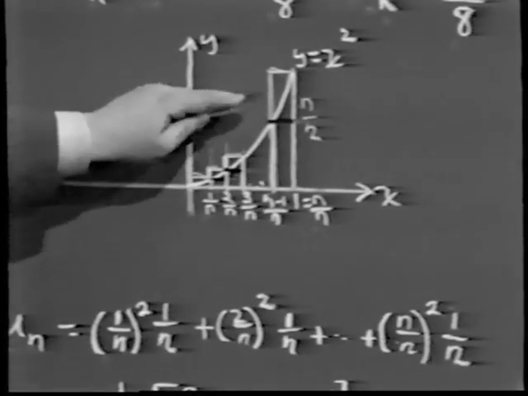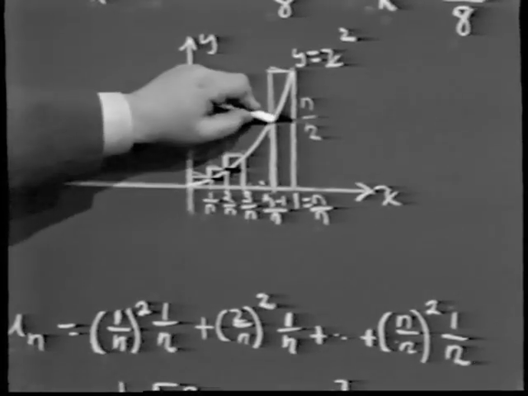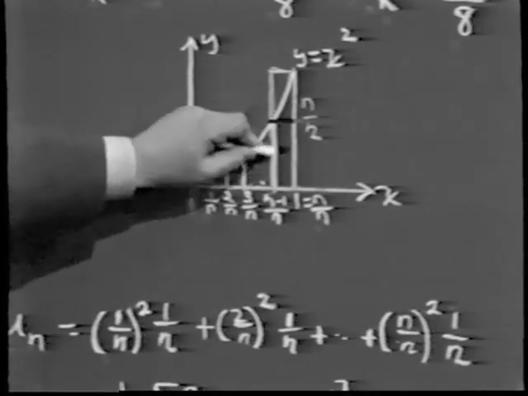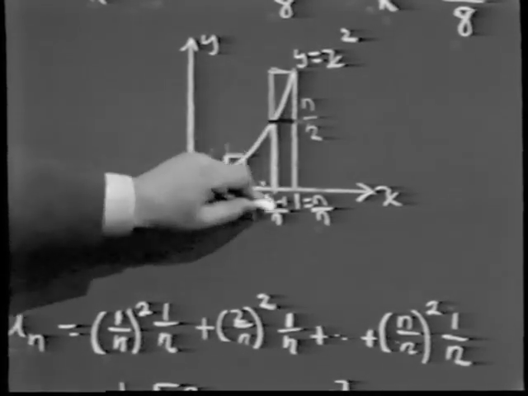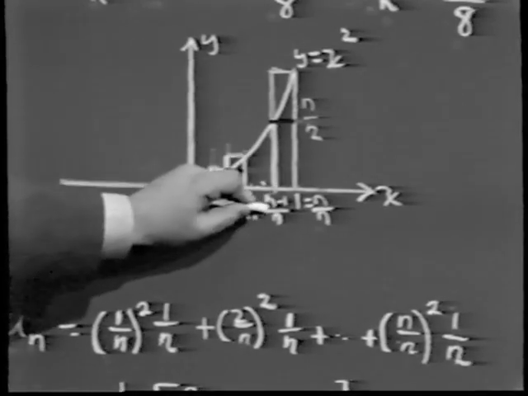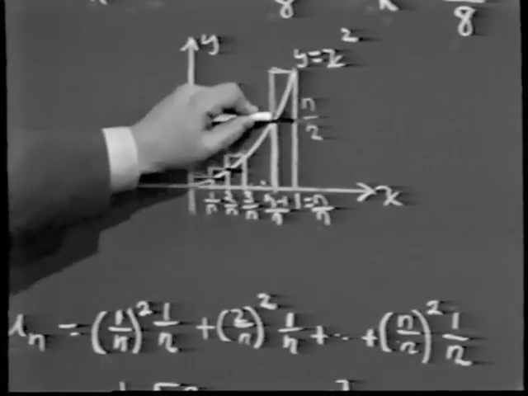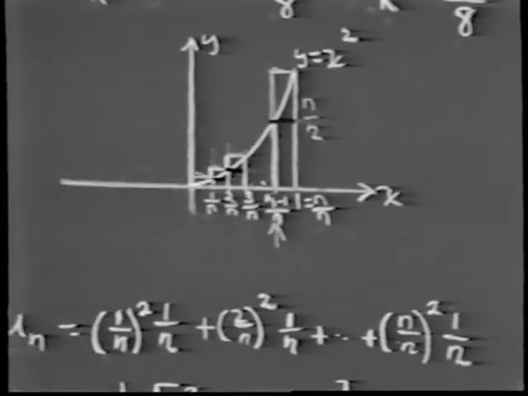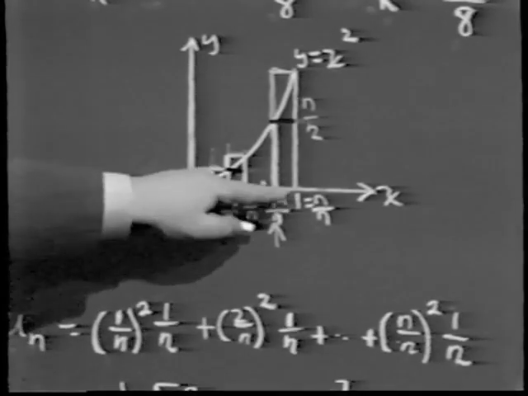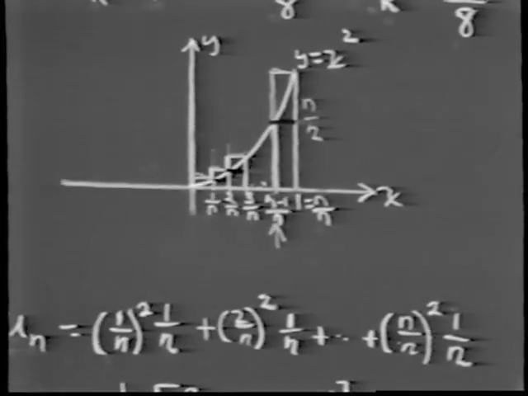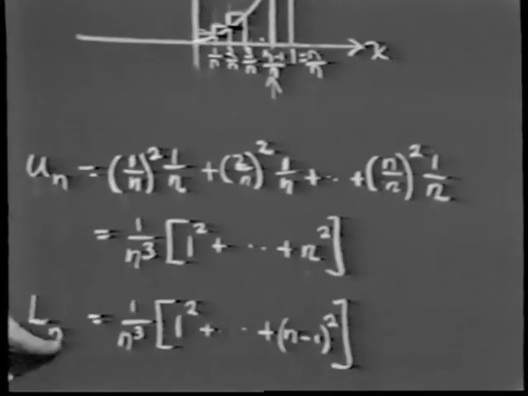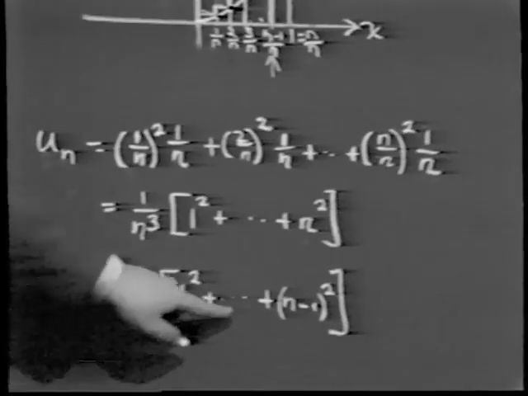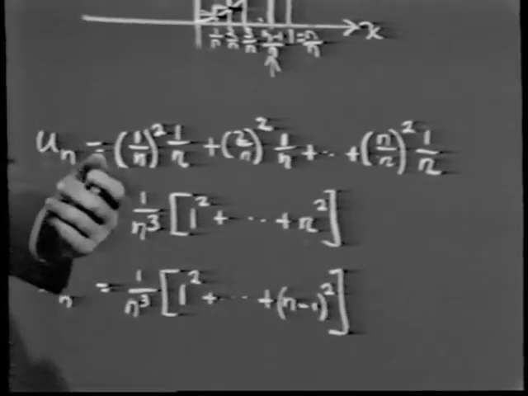The only difference being now that instead of the height of the last rectangle being n over n, notice that it's n minus 1 over n squared. In other words, the x-coordinate is n minus 1 over n. The y-coordinate is the square of the x-coordinate. In other words, notice that this point here gives rise to the height of the lowest rectangle that can be inscribed in my last portion here. So without further ado, it turns out that L sub n, the lower estimate, is 1 over n cubed times the sum of the first n minus 1 squares.